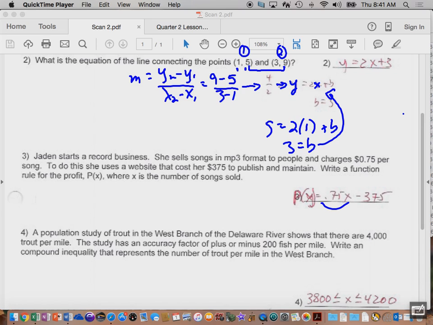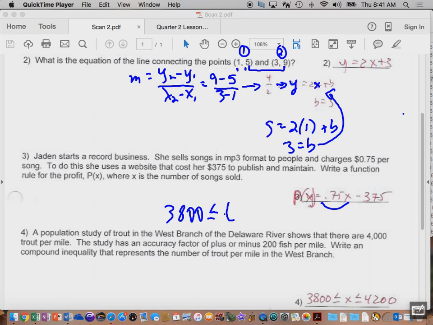And number 4, we've done a couple of questions like this on the homework, not the last 2 days, but before that. A population study of trout in the West Branch of the Delaware shows on average there's 4,000. But the study could be plus or minus 200 trout per mile. So if you're 200 below 4,000, what are you? 3,800, right?